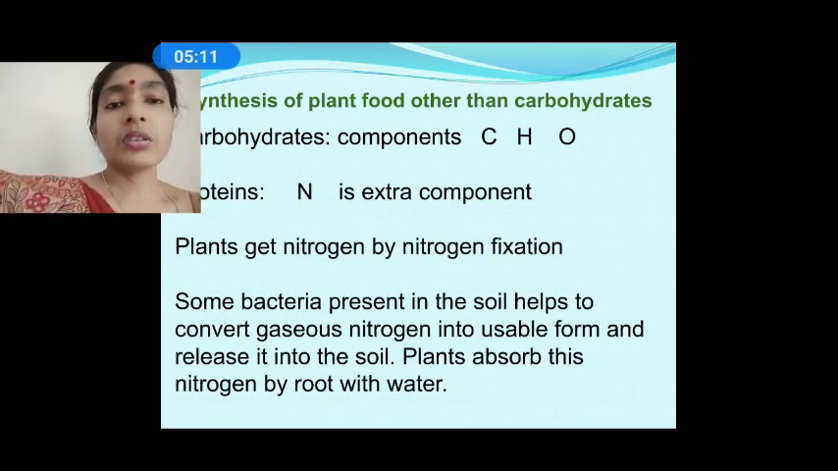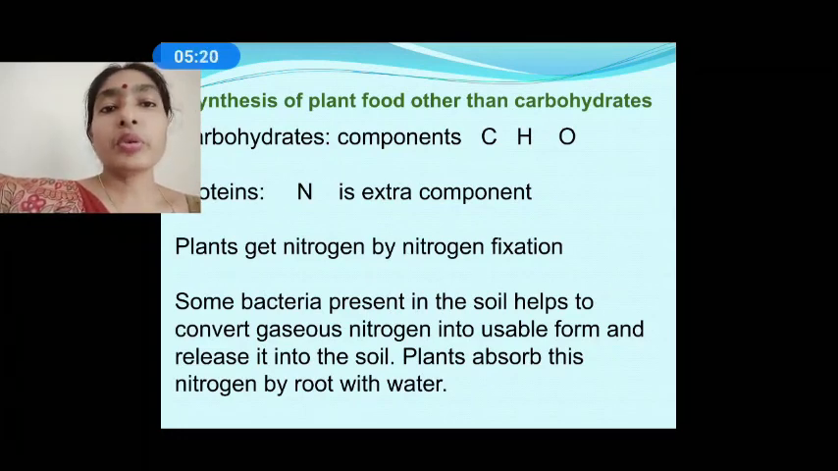This process is known as nitrogen fixation. When plants get nitrogen, they can synthesize protein, and we get that protein from the plants. Pulses are the best example of protein. In the roots of pulse plants, some bacteria called rhizobium grow and fix nitrogen in the soil.